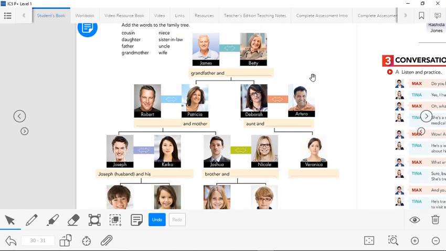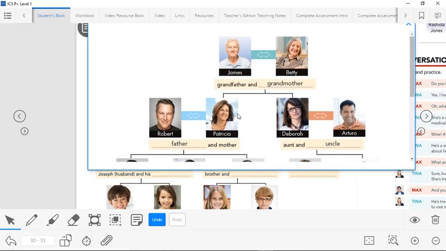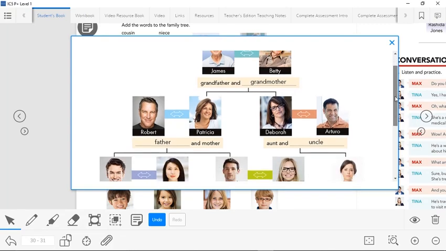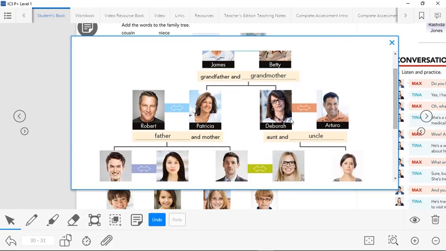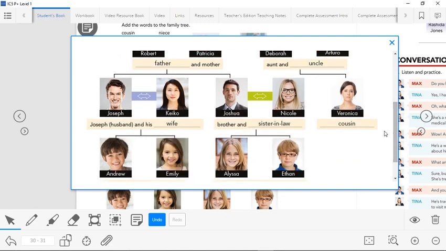Let's see. Well, we know that James is the grandfather, and Betty is the grandmother. Very good. Okay. Robert is the father, and Patricia is the mother. Deborah is the aunt, and Arturo is an uncle, as we said before. Joseph is the husband, and Keiko is his wife. Joshua is a brother, the brother of Joseph. You see here that Joseph and Joshua are brothers. And Nicole, since she's not the sister by blood, not the daughter of the father or the mother, is a sister-in-law. Okay, very good.